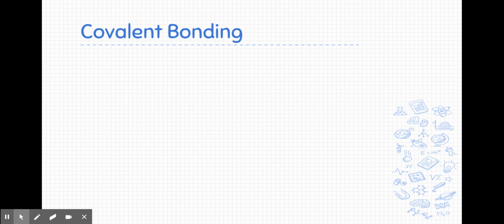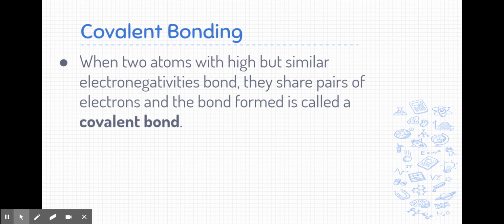So let's now take a look at representing covalent bonding with Lewis diagrams. Remember that covalent bonding occurs when we have 2 atoms which have fairly high electronegativities, but their electronegativities are fairly similar. They both have strong pulls on the electrons, but neither one has a pull that's strong enough to take the bonding electrons away from the other. As a result, they share those pairs of electrons, and that shared pair of electrons, which is holding those atoms together, is the covalent bond.